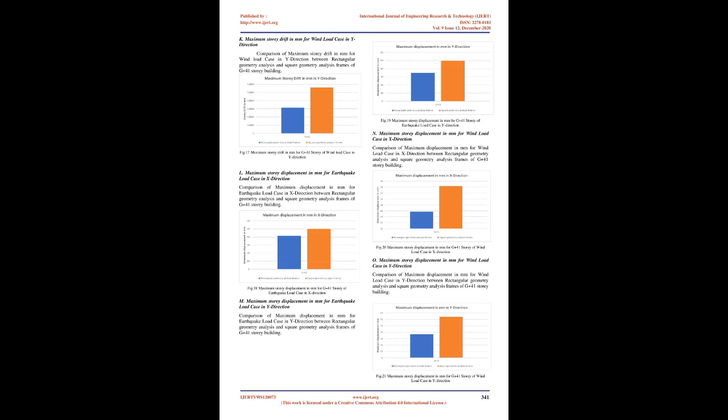O. Maximum story displacement in mm for wind load case in Y direction. Comparison of maximum displacement in mm for wind load case in Y direction between rectangular geometry analysis and square geometry analysis frames of G+41 story building. 4. Conclusions. The following conclusions have been drawn based on the results obtained from the present study. 1. Diagrid structures can be made effective by providing additional columns near the periphery of the structures.